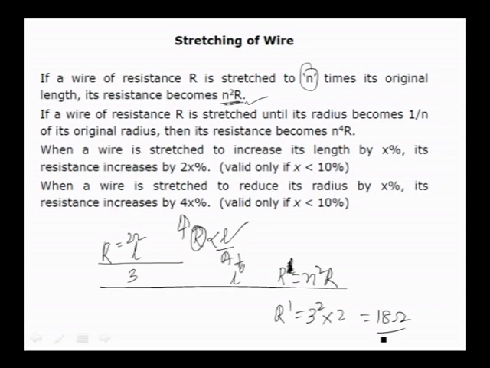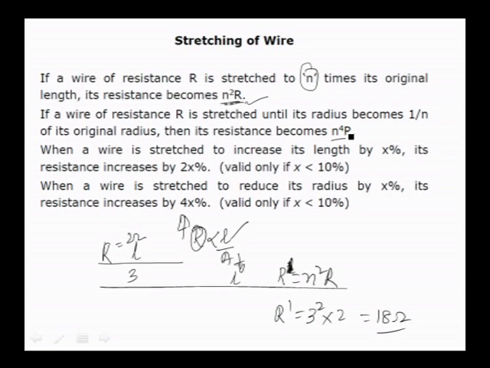The second one is in terms of radius. If the wire of resistance R is stretched till its radius becomes 1 by n of its original radius, then its new resistance becomes n to the power of 4 into R, when it is stretched in terms of radius.